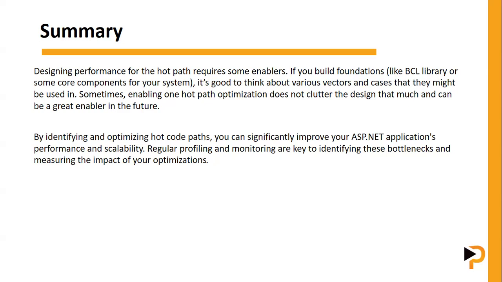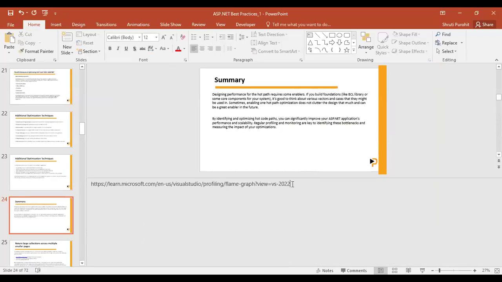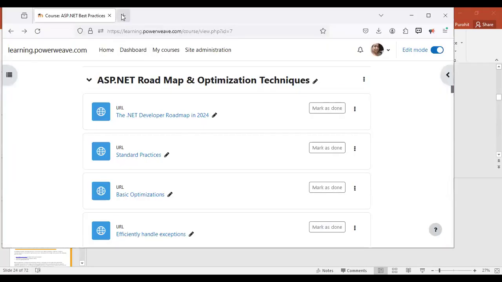look after those things. So by identifying and optimizing the blocks of code which are critical, you can significantly improve your ASP.NET application's performance and scalability. Regular profiling and monitoring are a key to identify these bottlenecks and measure the impact of your optimization. So there are some techniques which are suggested by the ASP.NET documentation itself. So let me show you one of them.